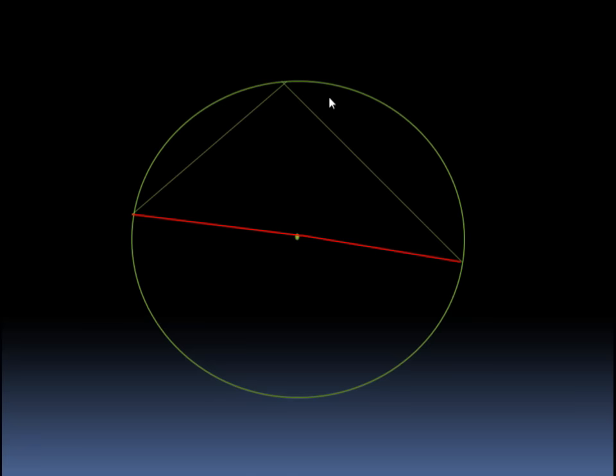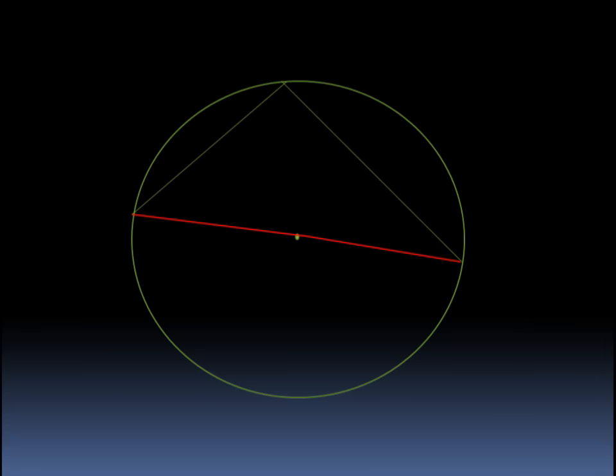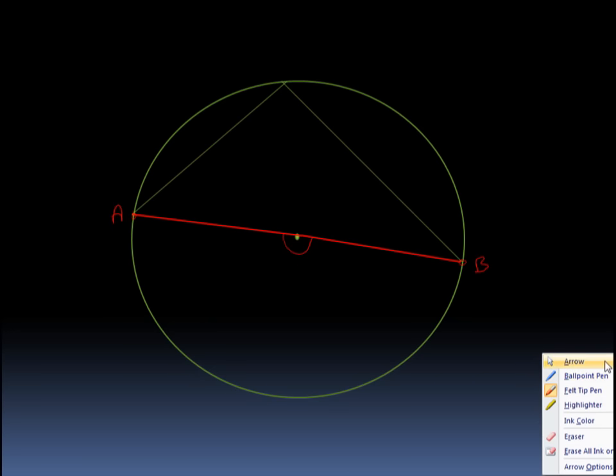Now, can you tell me what angle is right here? Can you tell me what angle this should be? Give some time to think about it. Okay, you should get that by now. So let's call this point A, and let's call this point B. And here we have this angle right here. What angle is this? By now you should get it.